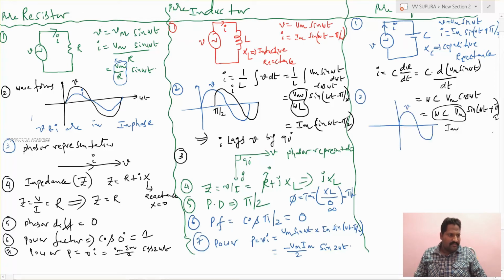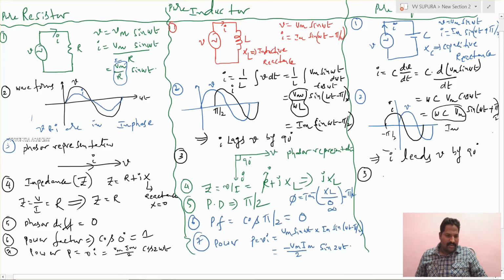So what about current? The current should have started before here. If it is pi by 2, then the current will start here. Okay, this is the current. So from this I can write that I leads, because I starts first. I leads voltage by 90 degrees. That is the third point.